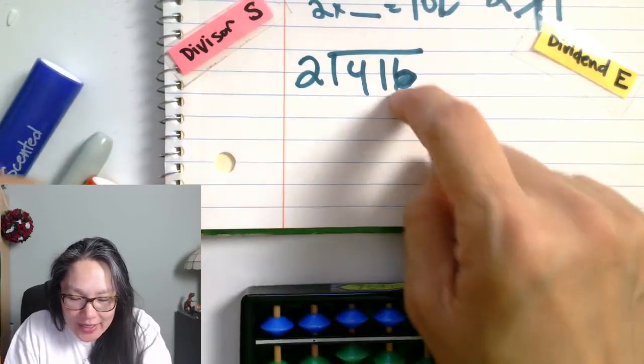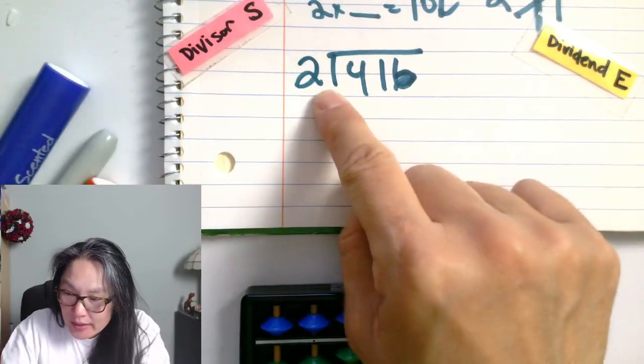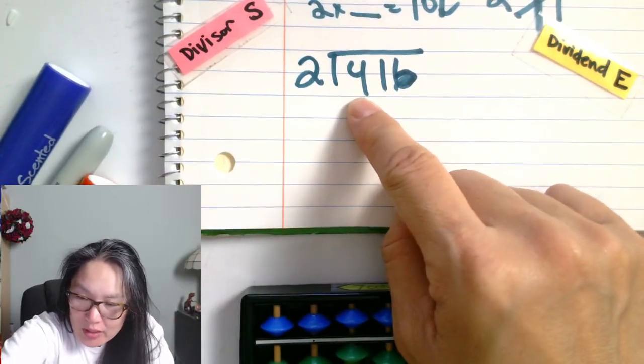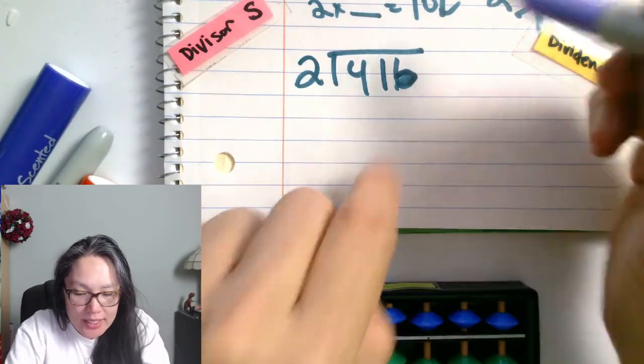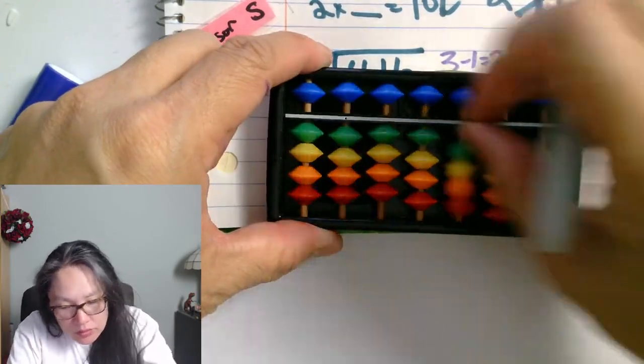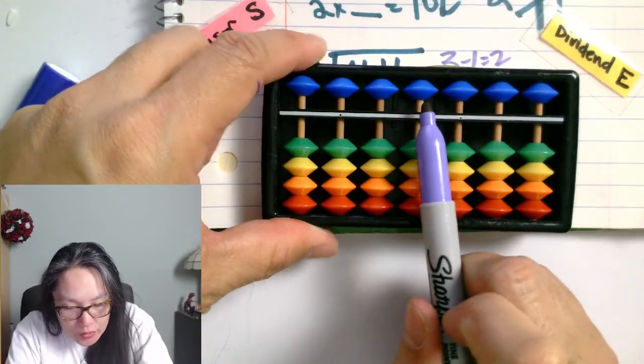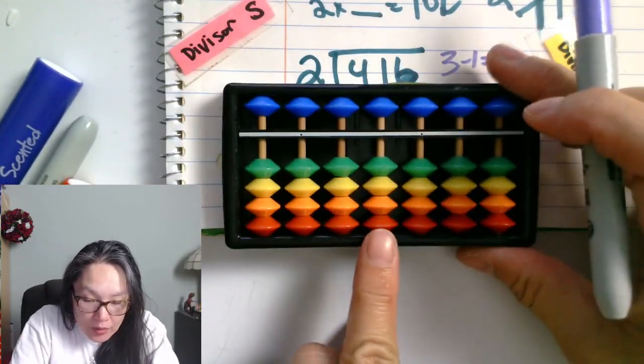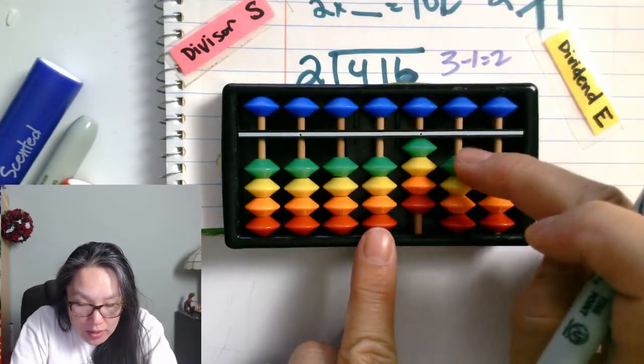All right. So again, we have 3 and then 1, right? If we have 3 and 1, what's 3 and 1? 3 minus 1 is equal to 2. So 1, 2. So I know I'm going to have 4, 1, 6.